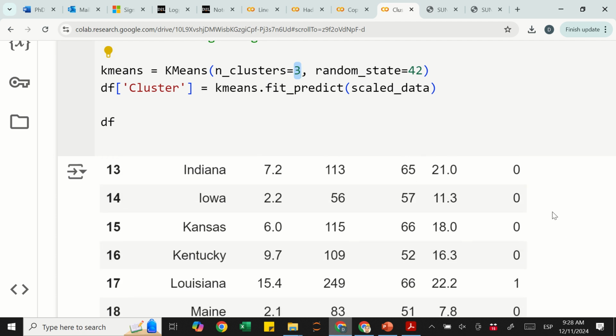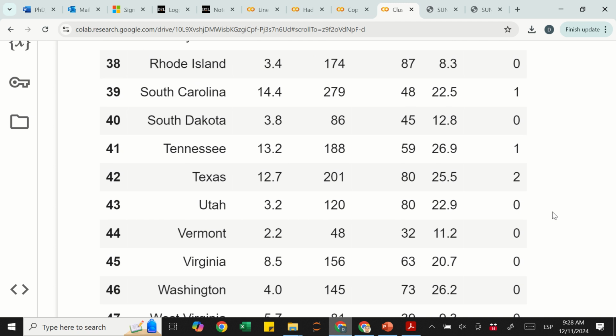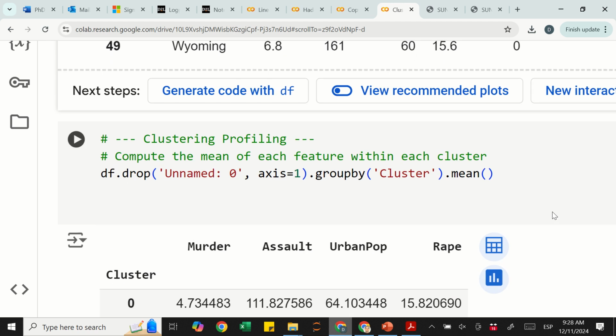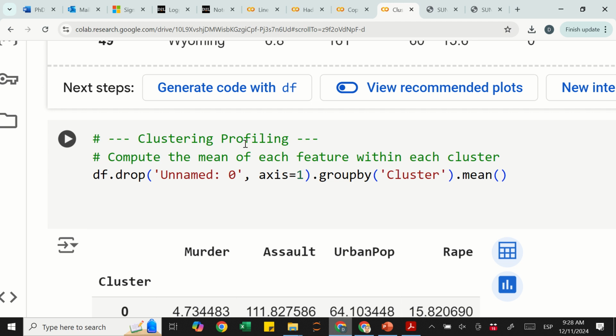Now, you cannot just go over every single observation. Here there are only 50, so it's simple to check the data. But in real life, you might have 100,000 observations, so it doesn't make sense to go over every single one. This is where you perform your cluster profiling. It's just like an EDA of your groups.